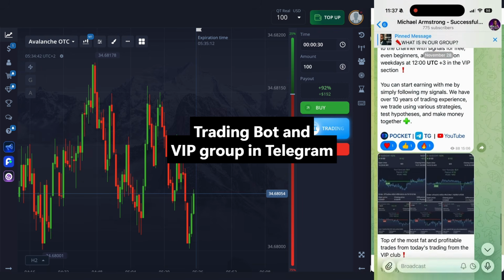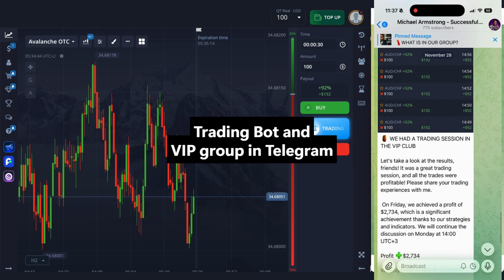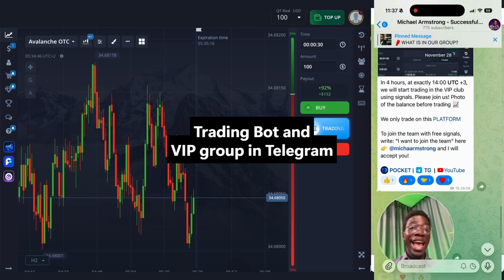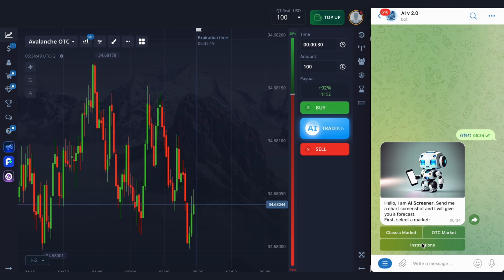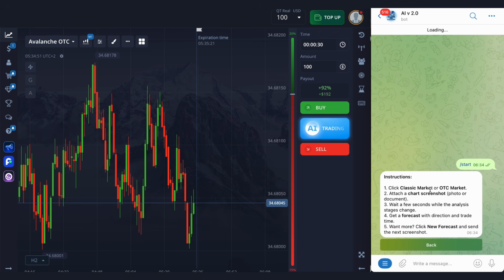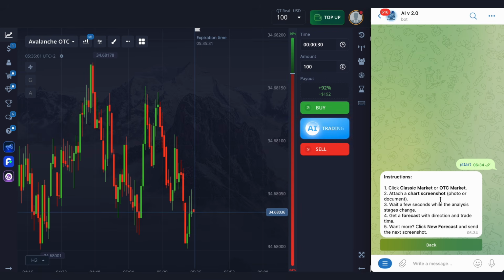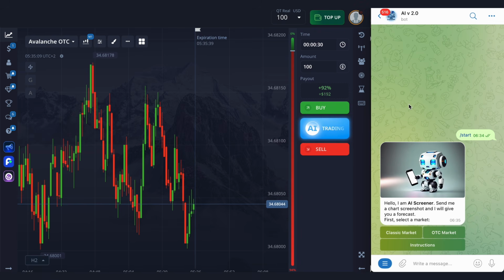All right. Today we're going to be using our artificial intelligence screener to predict our market. Basically, how does it operate? Let's go ahead and find out. Its instructions say you choose between the classic market and the OTC market. You take a nice screenshot of your chart, then wait a few seconds while the analysis changes stages, and it tells you the forecast. It predicts the market, tells you when to buy and when to sell. Another interesting thing is that it tells you the time to execute the trade.